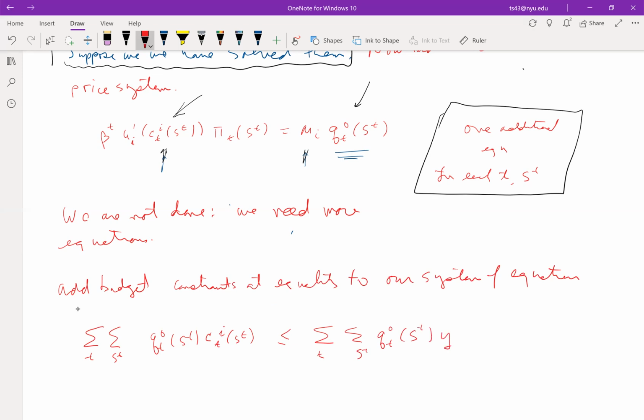y_t^i(s^t). That's the present value of my endowment. And how many of these equations do I have? I have an equation like this for i equals 1 through I.